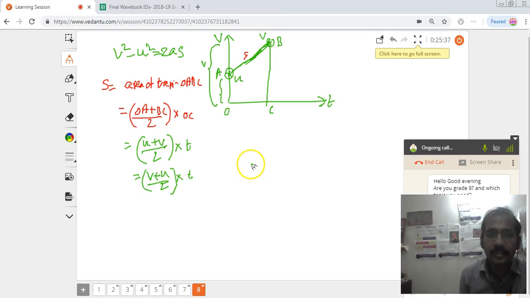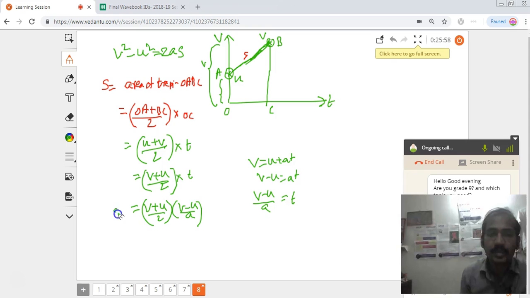From Newton's first equation, v is equal to u plus at, v minus u is equal to at, t is equal to (v minus u) by a. Once you substitute here, (v plus u) by 2 into (v minus u) by a is equal to s, which is (v square minus u square) by 2a is equal to s. Therefore, v square minus u square is equal to 2as. This is the equation.